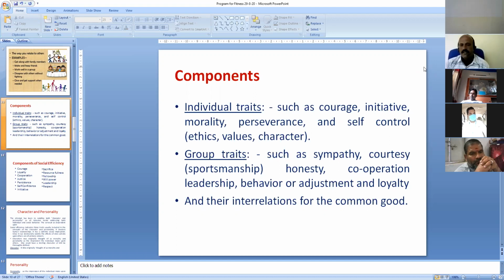In a group, if you are good in all these qualities, such as honesty, cooperation, leadership, these are the important aspects. If you are good in that one, you are very good in social aspects, and you are liked by many people.